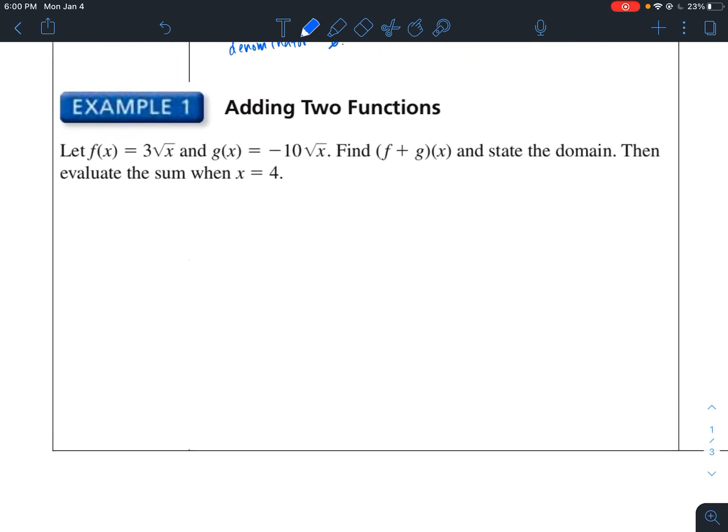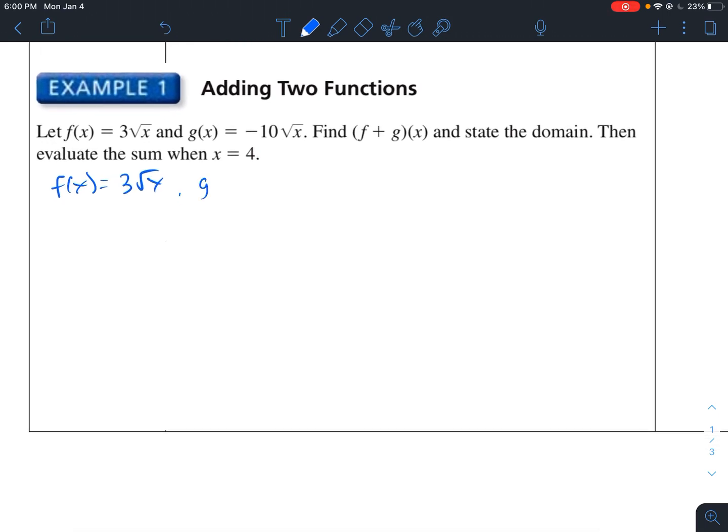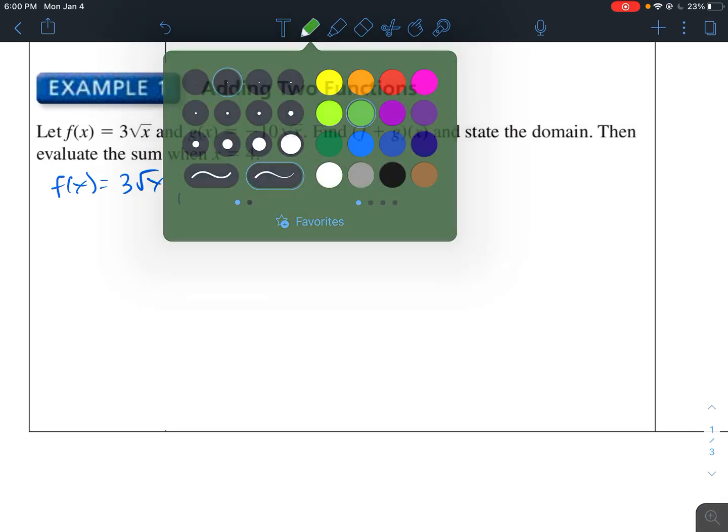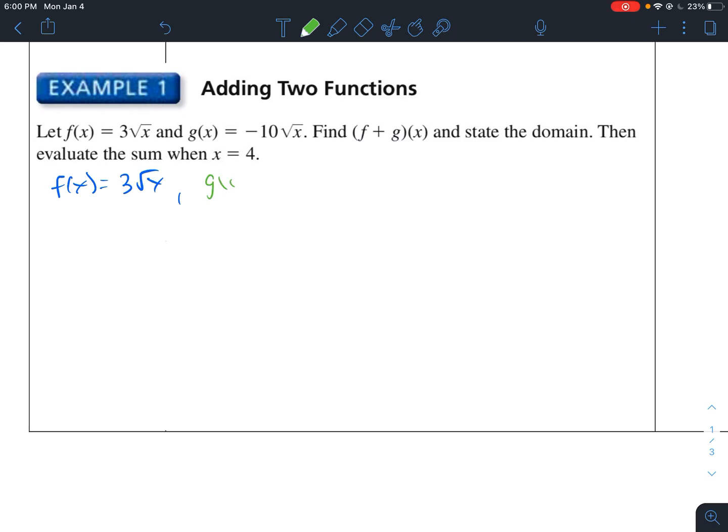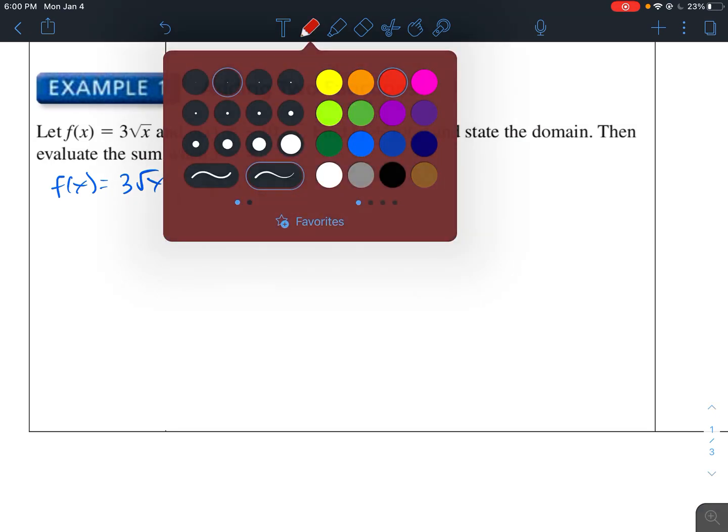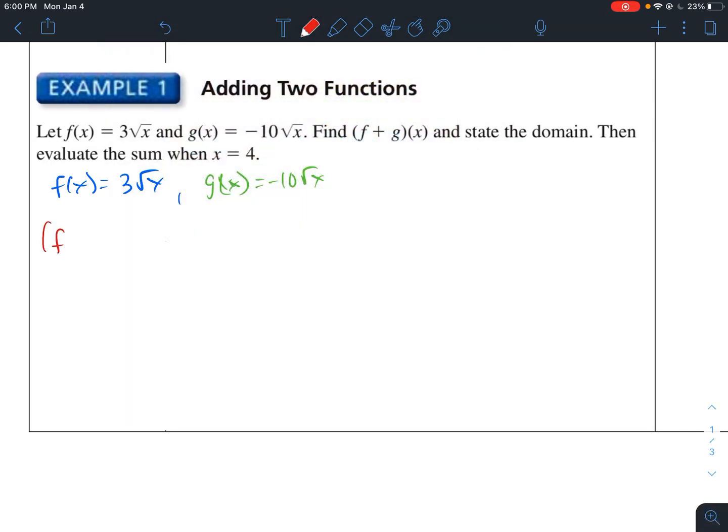So for example 1, I have two functions, f of x, which is equal to 3 square root of x, and I have g of x, which is equal to negative 10 square root of x. And I want to find f plus g of x.